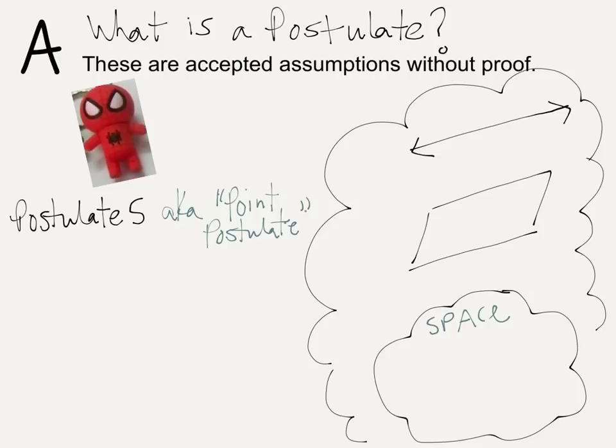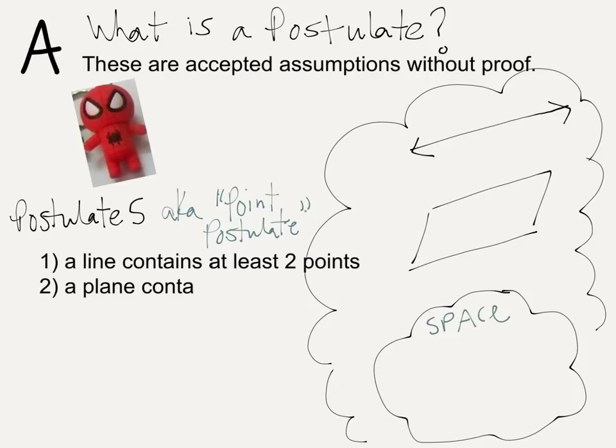Okay, there are 3 parts of the point postulate, all having to do with points. The first one, they're pretty basic, so don't be too stressed. The first part of the point postulate says that a line contains at least 2 points. At least 2 points. That's it. That's the first part. And that seems pretty obvious. The second one refers to a plane. So now they're going to talk about points again. So how many points do you think a plane has? It has at least 3 points.